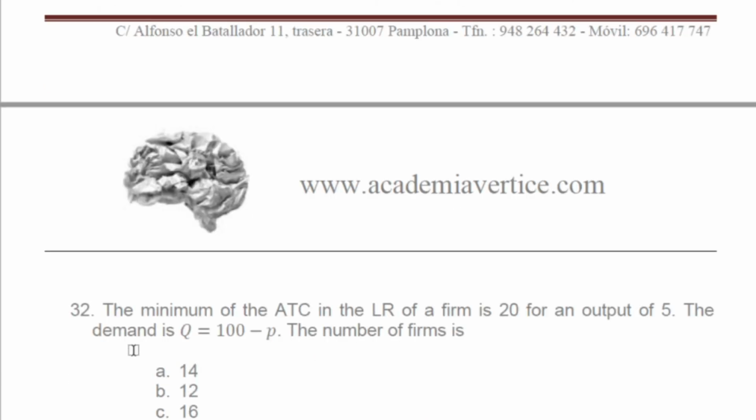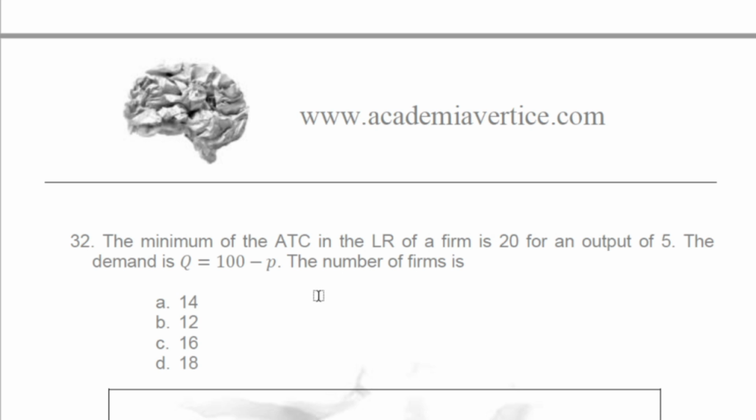Well, number 32: the minimum of the average total cost in the long run of a firm is 20 for an output of 5. The demand is Q equal to 100 minus P. The number of firms is, well, we should know that in the long run equilibrium, the firms are at the minimum of the average total cost curve, also called the minimum efficient scale.